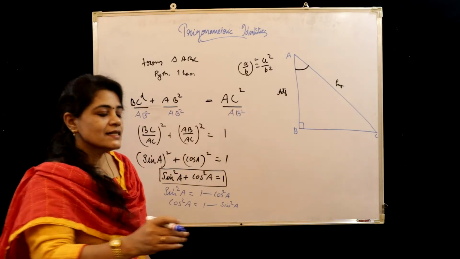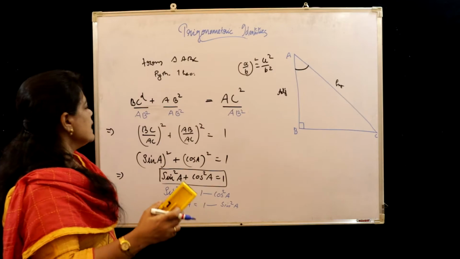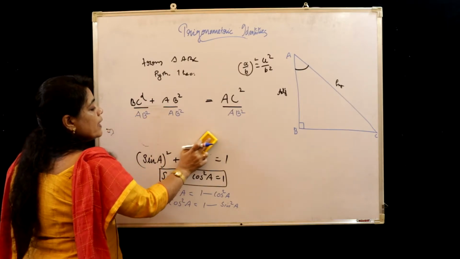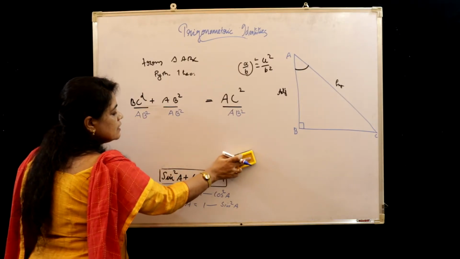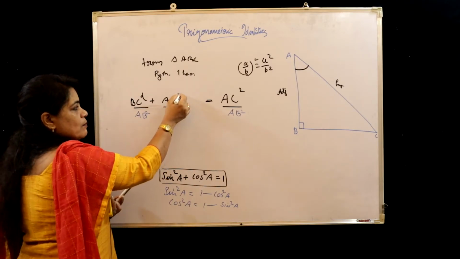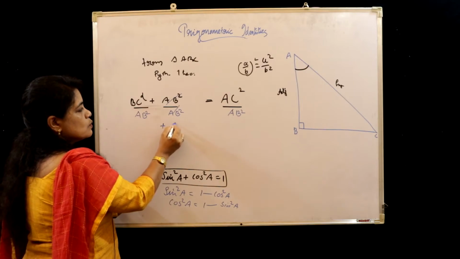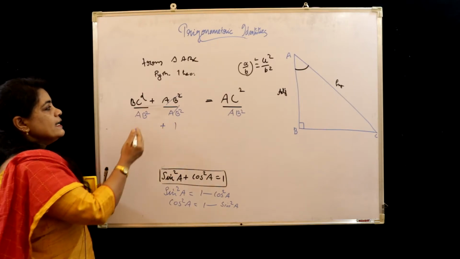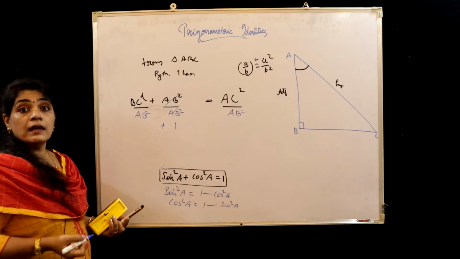Okay, so what is the change for the next step? Here, AB square by AB square, the second term gets cancelled. Second term gets cancelled, that is 1. AB square by AB square is plus 1. Okay, and BC by AB whole square.